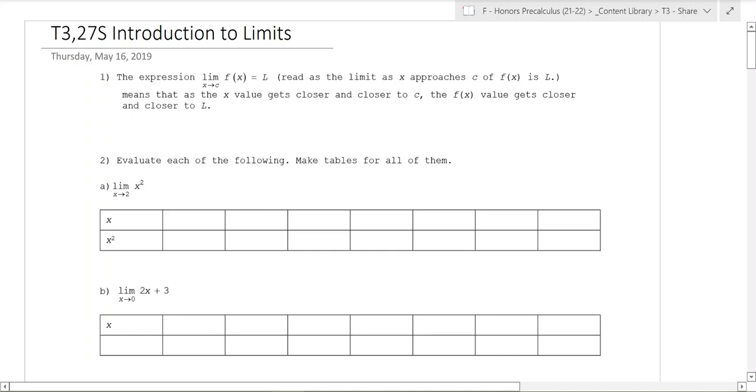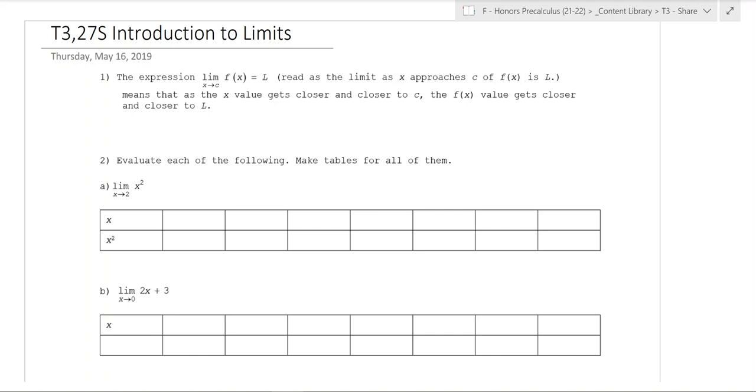The basic idea here is we're going to have an operation that we're going to do over and over and over again, and we're going to see how close we get to something. Do we get close to something or do we not get close to something? Some of these limits are going to be pretty straightforward and some of them are going to be pretty interesting and take us on some fun journeys.